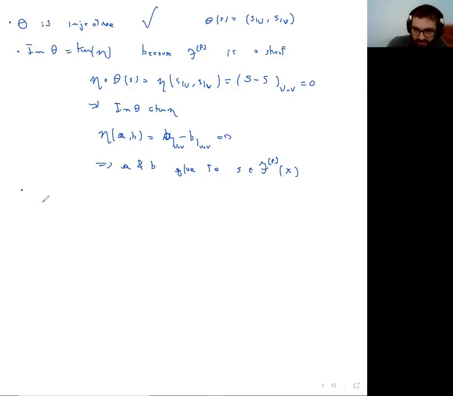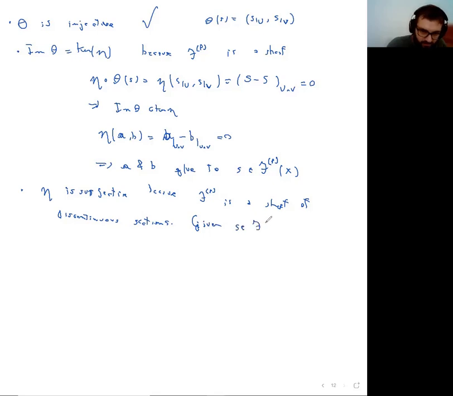Then why is eta surjective? And then we're done. It's also easy, because F^p is a sheaf of discontinuous sections. Given something in the intersection, we can extend it by 0 on U, and then we get eta of (s tilde, 0) is just s, where s tilde was this extension.